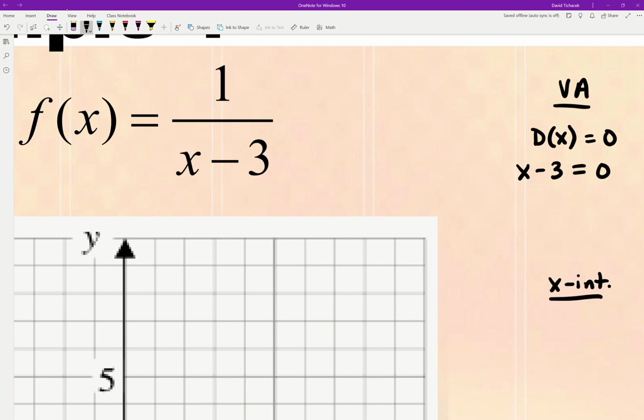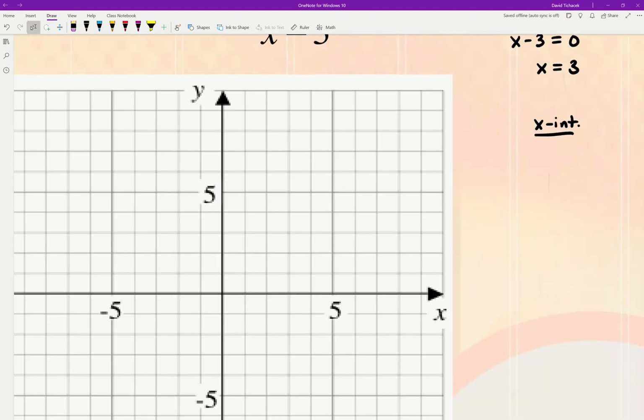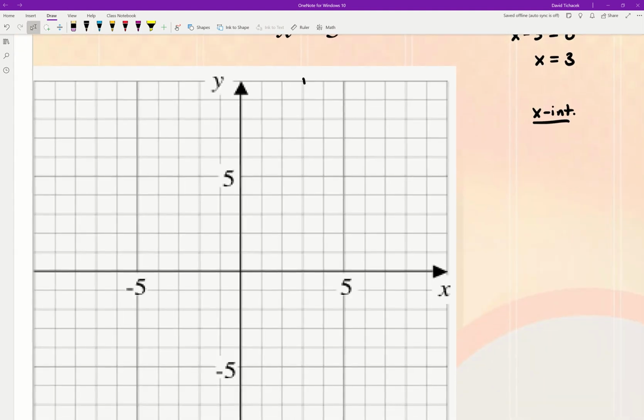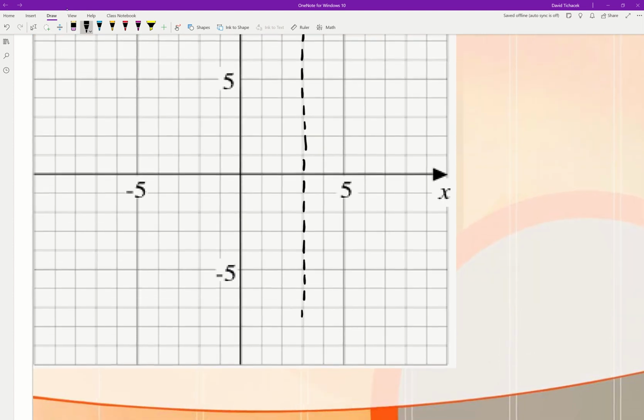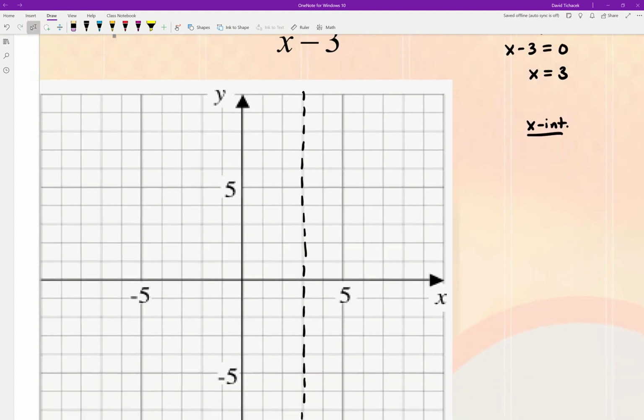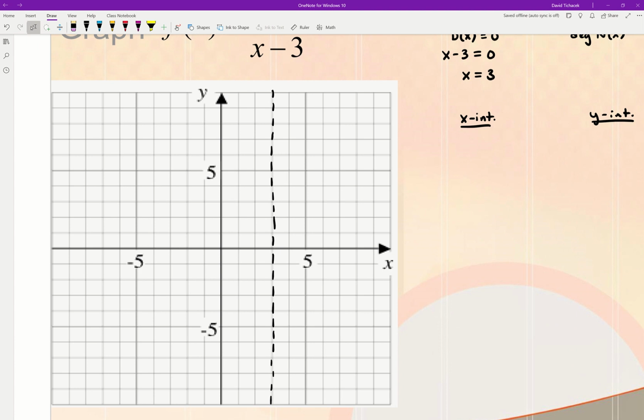So if I set that equal to 0 and solve, add 3 to both sides, I simply get x is equal to 3 as my vertical asymptote. Okay, so remember that, and so I'm just going to go ahead and do a dashed line here at x is equal to positive 3 on my grid. Again, keep in mind the idea with an asymptote is that it is a boundary line that the end behavior of my graph will infinitely approach, but it'll never intersect or cross.